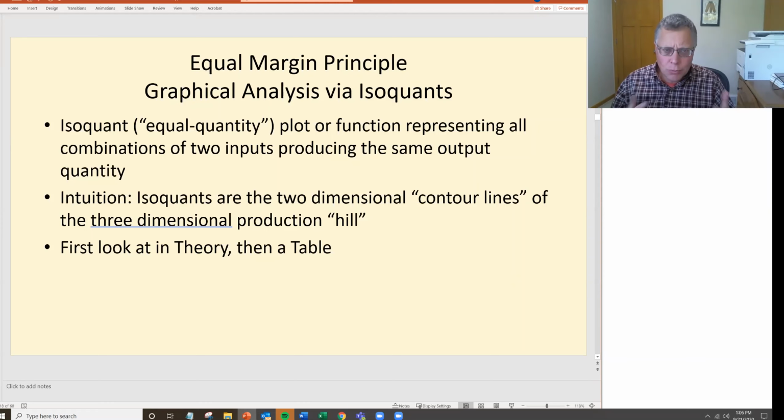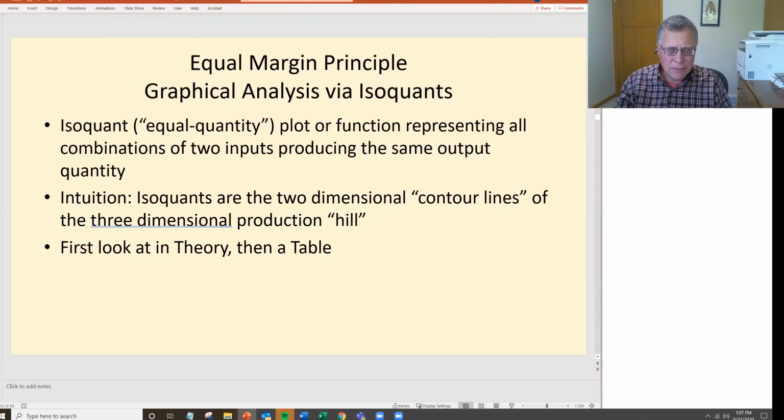So we have this term we're going to call isoquant, where iso means equal and quant is quantity, so equal quantity. An isoquant is a plot or a function representing all the combinations of these two inputs that produce the same output. So it's 50 pounds of fertilizer and 10 inches of water, 70 pounds of fertilizer and 8 inches of water, etc. All these combinations give you a yield of 200 bushels per acre, for example.